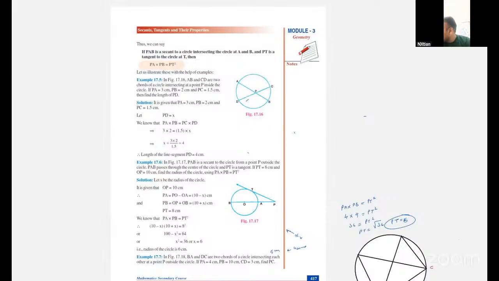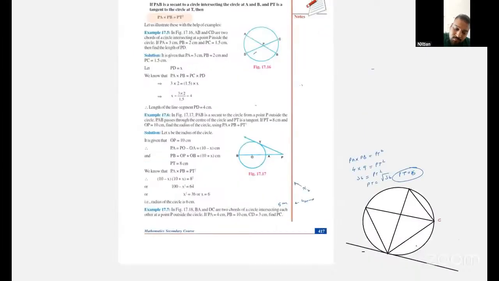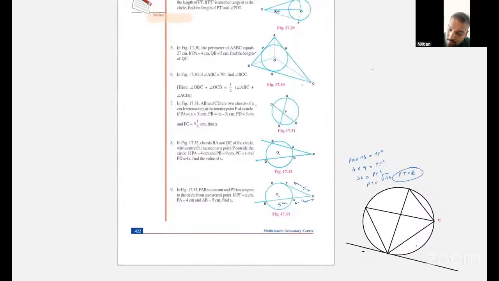I guess question number 6 is not valid. The information is not given. And question number 7. This one.